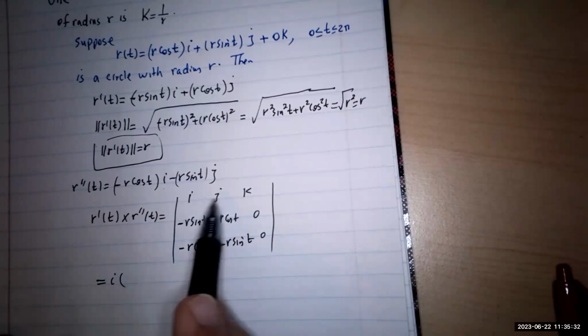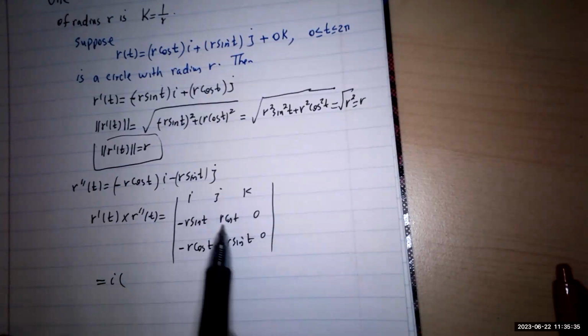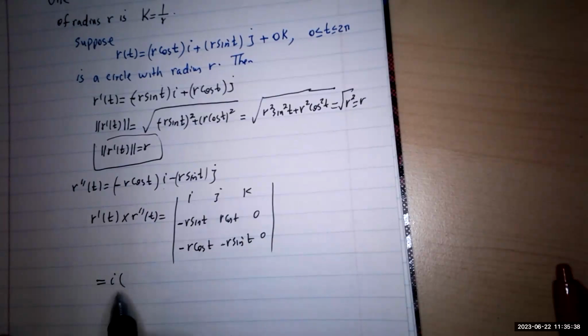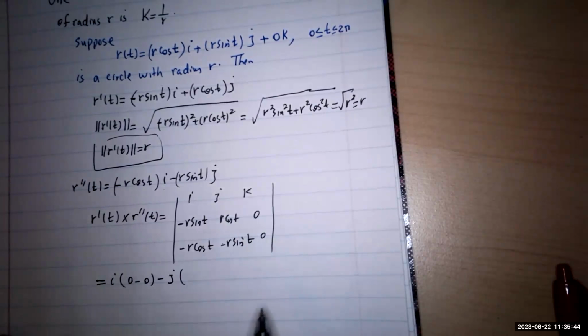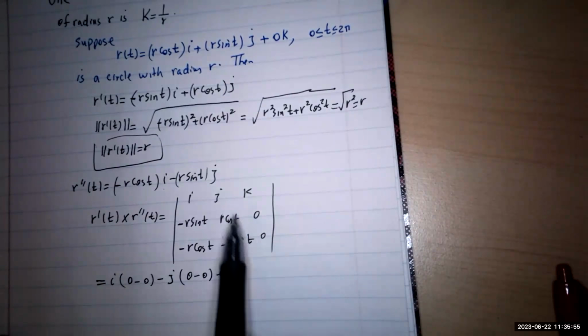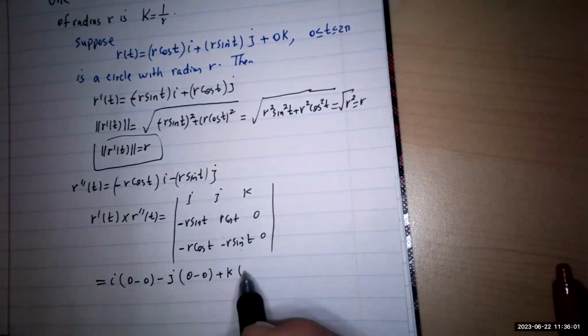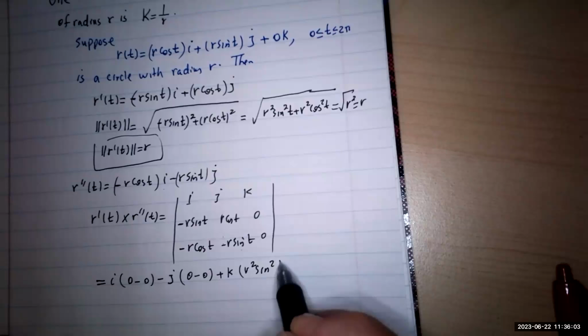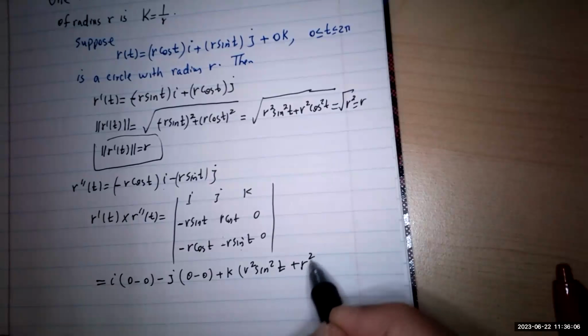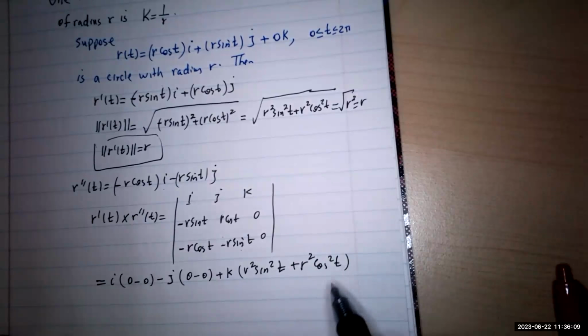The determinant is going to be, you eliminate the first row and column, so you get nothing out of here. That gives you 0 minus 0. Minus J times, this is the J. Again, you get nothing, 0 minus 0. And in the case of the K, this is where you're going to get something. So you multiply these two together, that gives you R squared sine squared of T plus R squared cosine squared of T. Okay, so everything would be 0 except this last one.